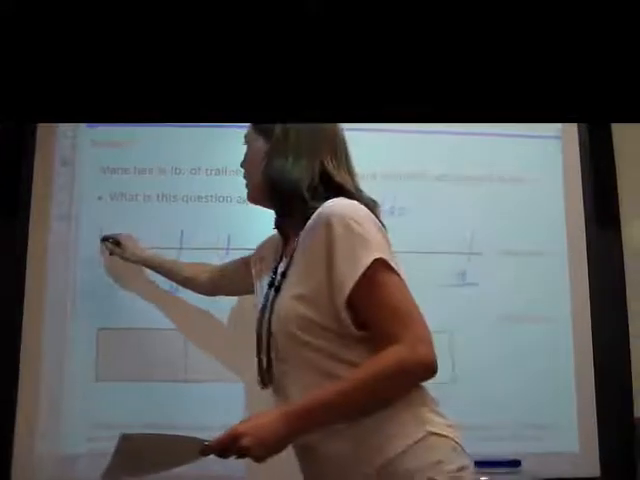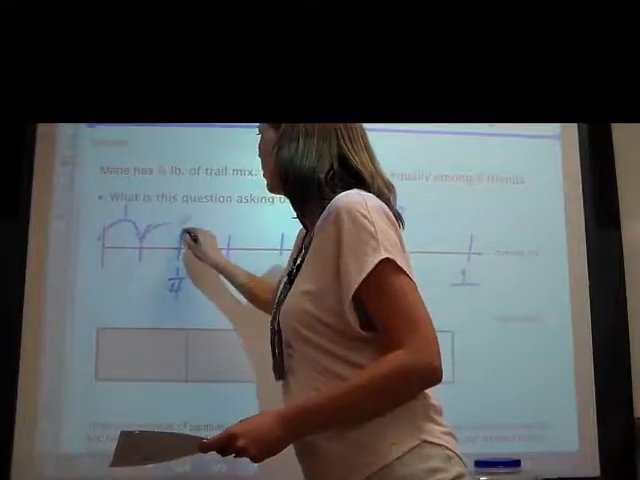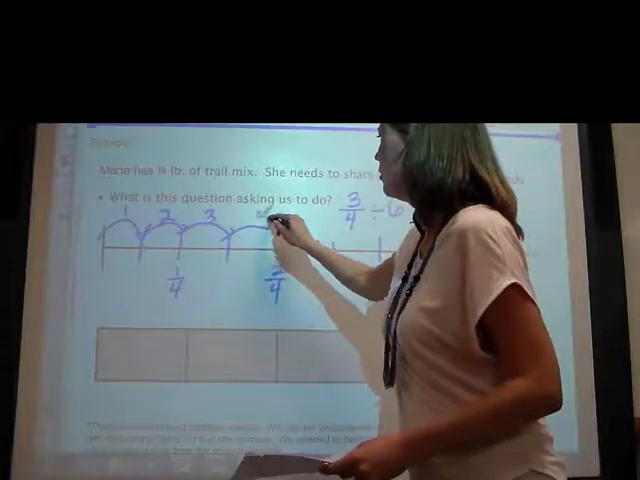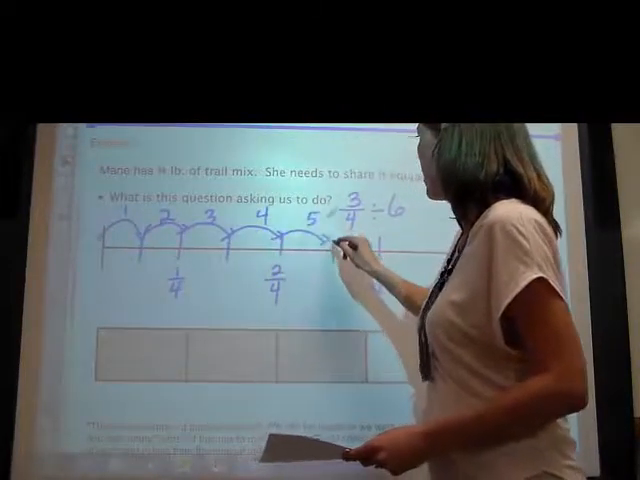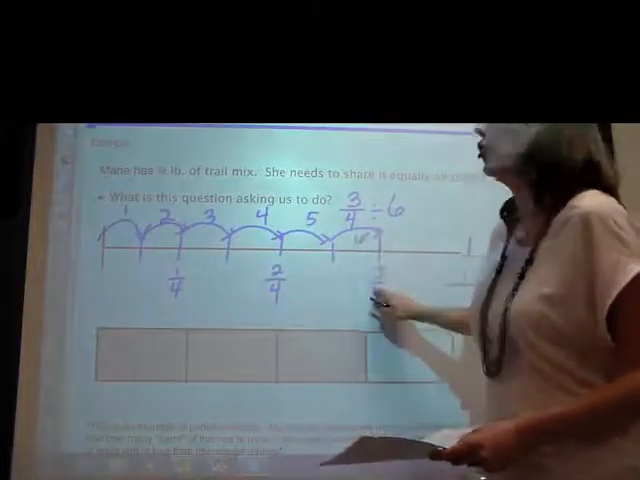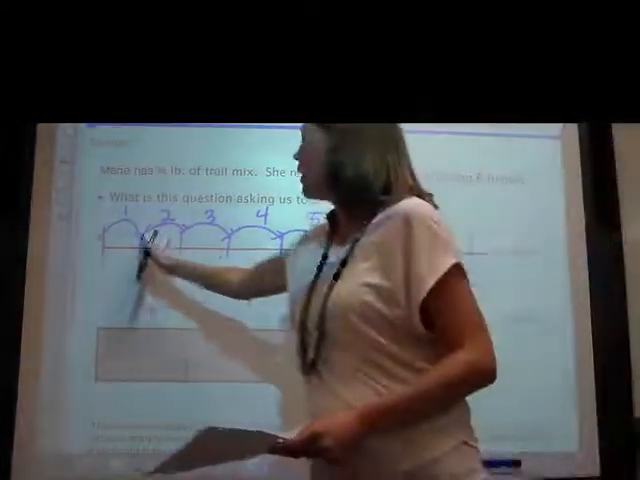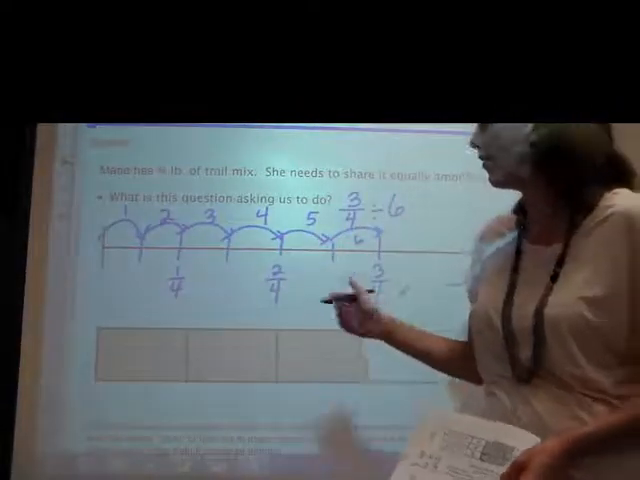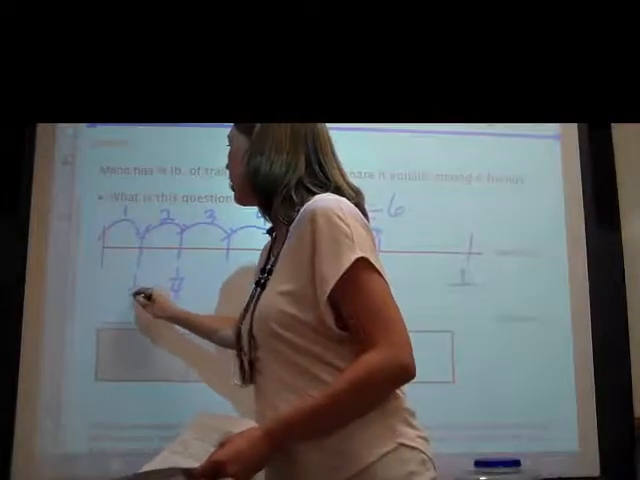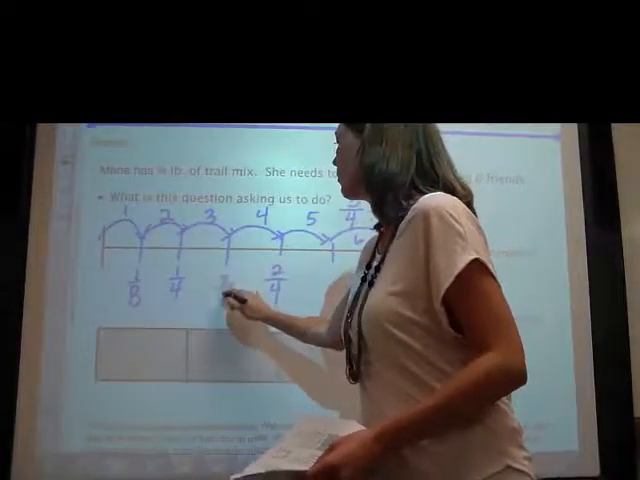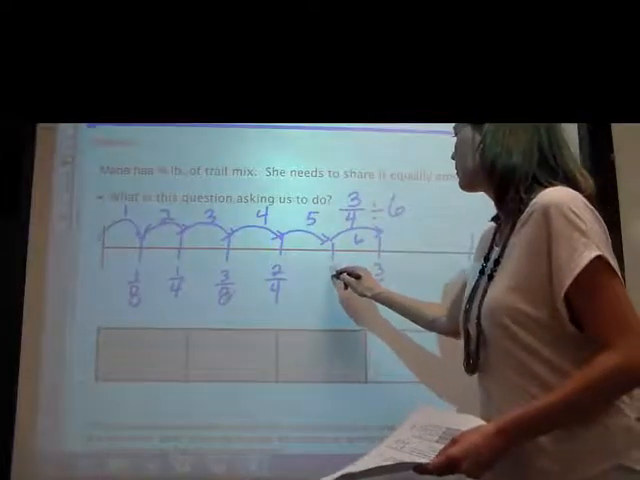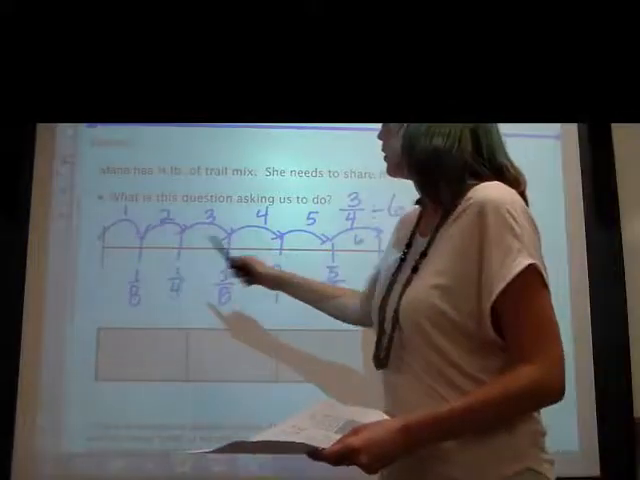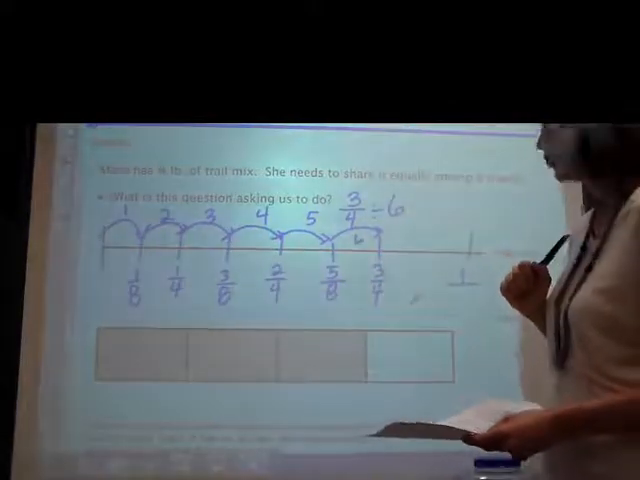So that means there's 1 share, 2 shares, 3 shares, 4, 5, and here's my 6th share. So each person will get half of a 4th. And so if I have less than 1/4, if I have half of that, that is going to be 1/8. So each person will get 1/8 of a share.